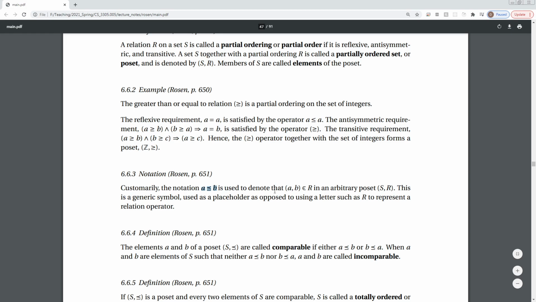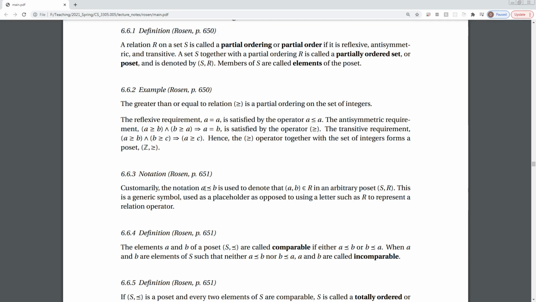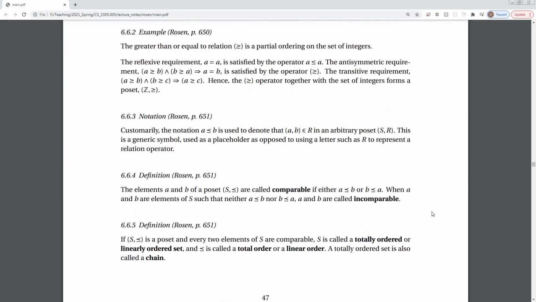relates to B is used to denote this relationship between A and B in our relation. In some arbitrary partially ordered set, the set of elements and the relation, this is some generic symbol. This can mean less than or equal to. It can mean a subset. It can mean anything, and so it's just the generic symbol used to refer to the relation of a partially ordered set. It's used as a placeholder as opposed to using a letter such as R to represent the relation operator.